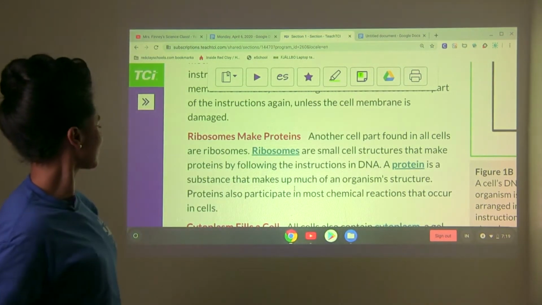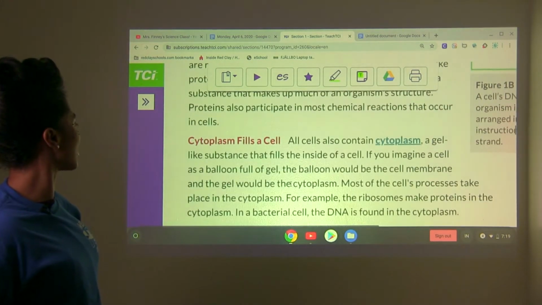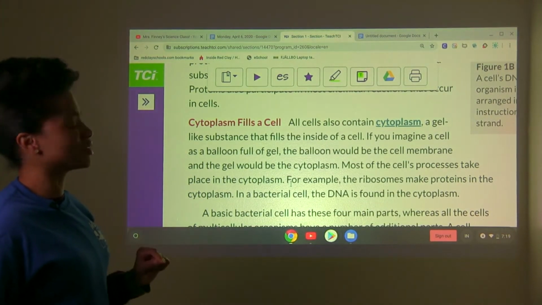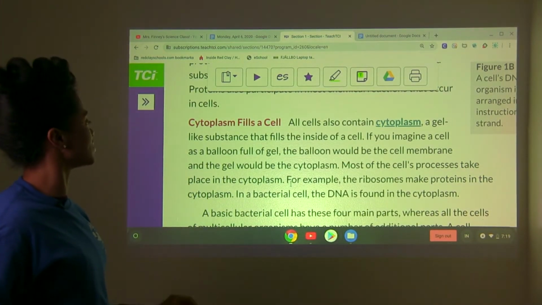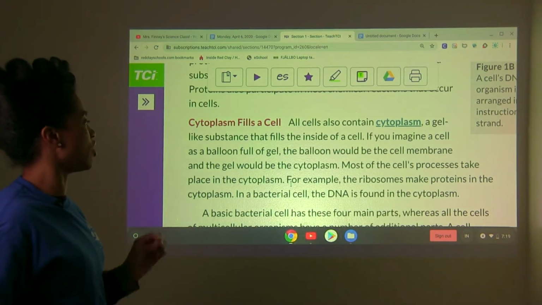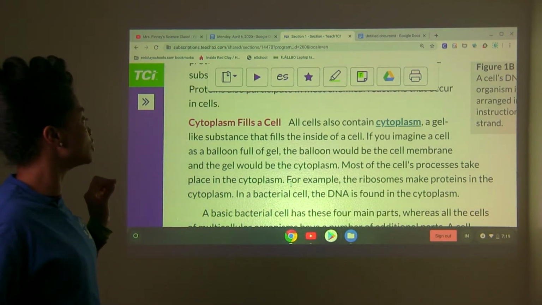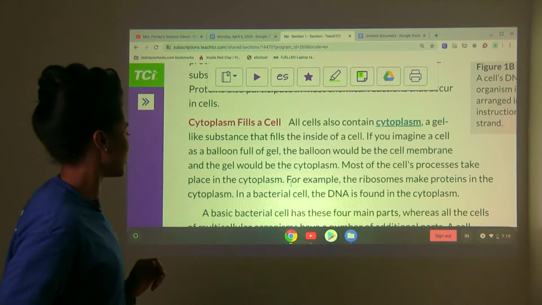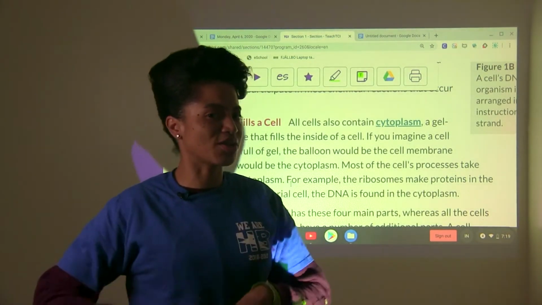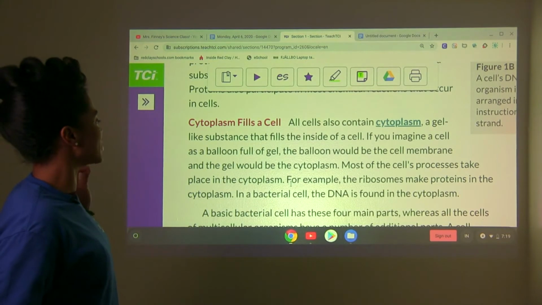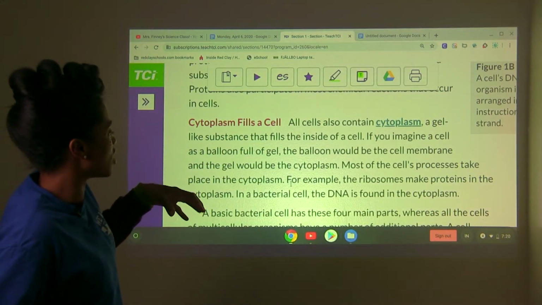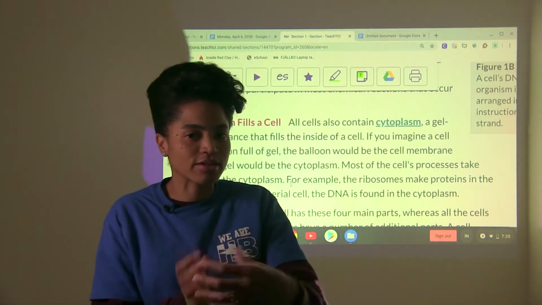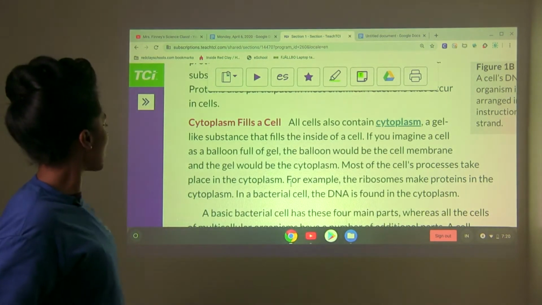Last one for bacterial cells. Cytoplasm fills the cell. All cells also contain cytoplasm. This is a gel-like substance that fills the inside of a cell. If you imagine a cell as a balloon full of gel, let's picture that, a balloon full of gel, not air, not helium, gel. The balloon will be the cell membrane, and the gel will be the cytoplasm. So the cytoplasm is the filling. It fills it up, volume.